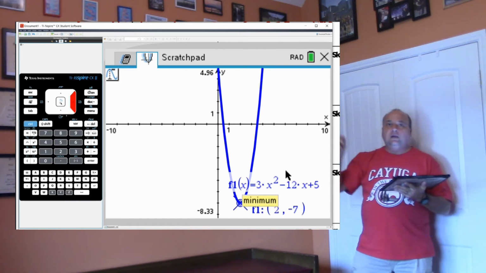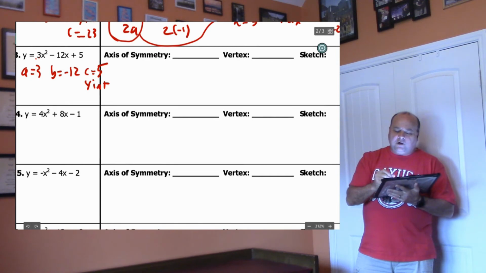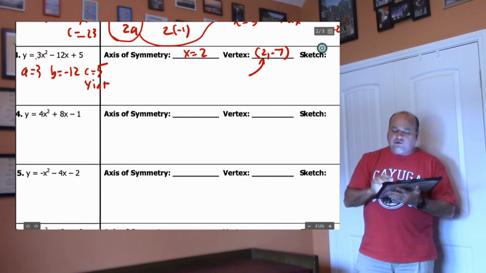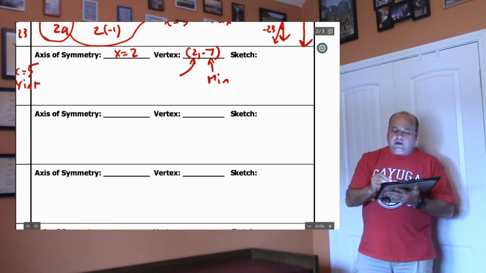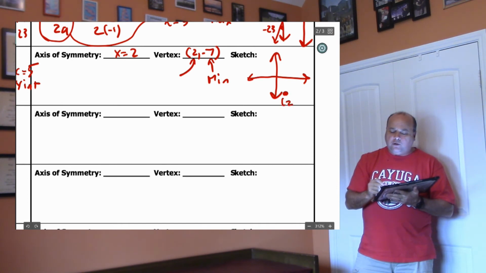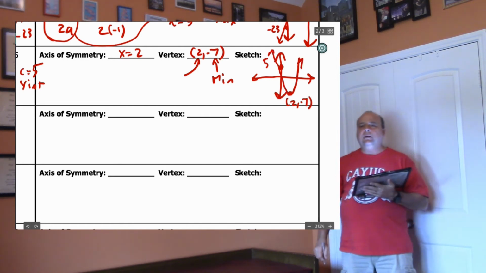My minimum is 2, -7. So I'm going to go back to here. My vertex is 2, -7. This right here is my axis of symmetry. X equals 2. This right here would be my minimum. Okay, I'm going to go over here and sketch it. So 2, -7 would be like down here. Put 2, -7. The y-intercept was 5. And then just draw the curve, okay? Doesn't have to be fancy.